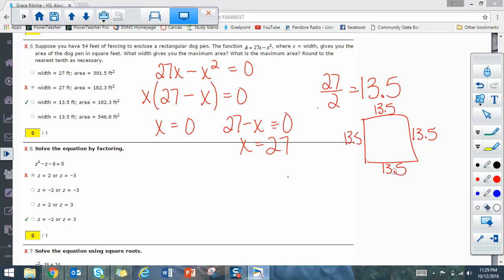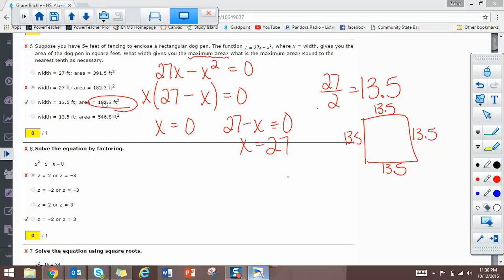You're actually going to find out that anytime you have some fencing to enclose an area, in order to maximize the area, you want it to be a square. Squares will maximize the area. So 13.5 times 13.5, because the length and the width end up being the same, is 182.3 feet.